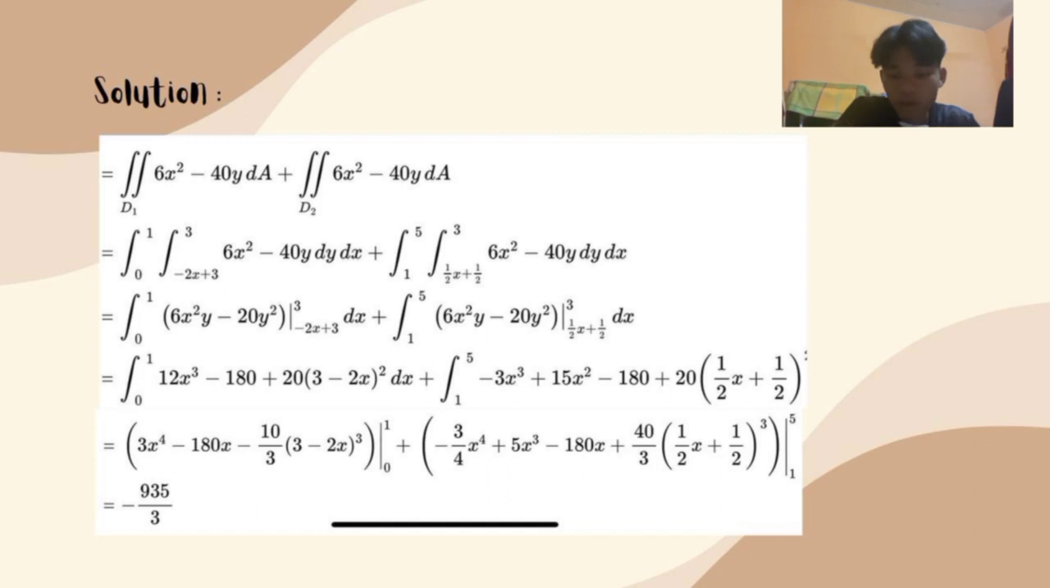integration 1 and 0 plus in bracket negative 3 over 4 x power of 4 plus 5x power of 3 minus 180x plus 40 over 3 in bracket 1 over 2x plus 1 over 2 power of 3. So the final answer is negative 935 over 3.